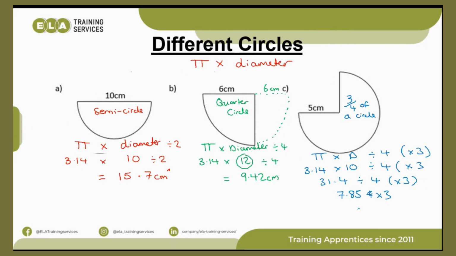times by 3 is then 23.55 centimetres. Now, what's really important to establish is that when you are working this out, you're actually only ever doing the outside.